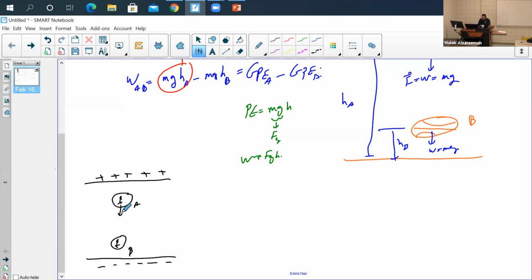So the force that's acting on it, your weight for that one, is going to be your Q naught, or Q. So your charge multiplied by the electric field. Same thing for this one. Your F is going to equal your charge multiplied by the electric field.